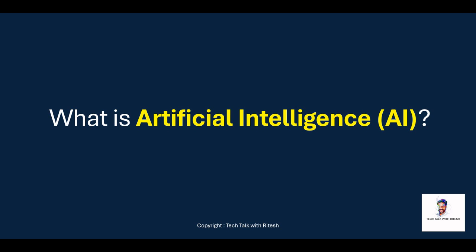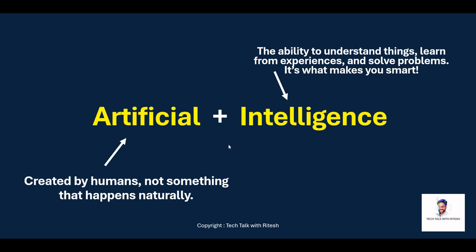So Gen AI, and the full form is Generative AI, and since the term AI is added to it, of course the roots are there in AI, which is artificial intelligence. So first let's understand what is artificial intelligence. Artificial intelligence is made up of two words, artificial and intelligence. Artificial is created by humans, not something that happens naturally, of course. And intelligence is the ability to understand things, learn from experiences and solve problems. That is what makes you smart.